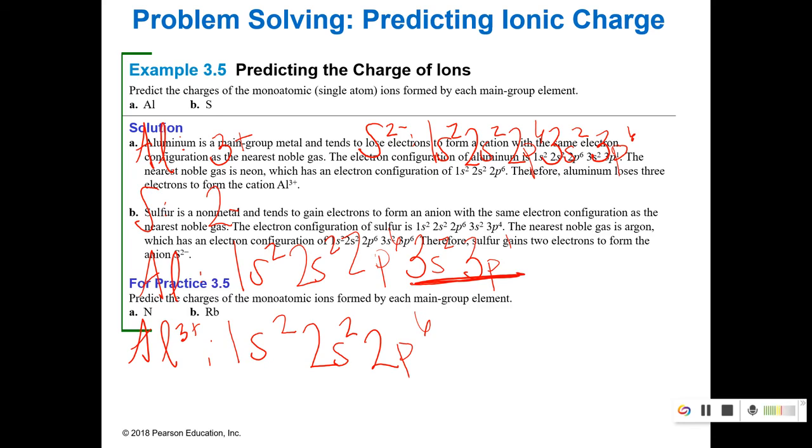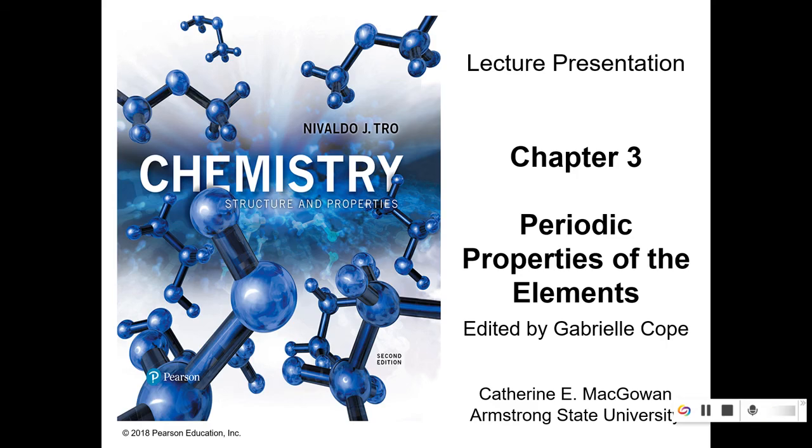Okay, now it wants us to do nitrogen's charge. Nitrogen will also be 3 minus. And rubidium, so this is for nitrogen. And Rb is just going to be +1. Normally we just write plus for that, or minus for the halogens. All the other ones you are going to have to write a number for.